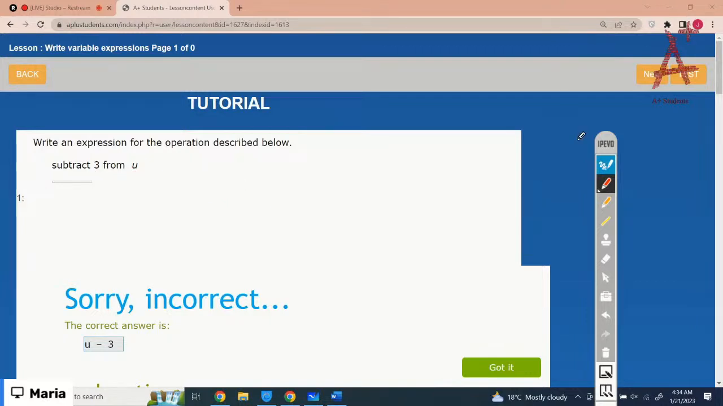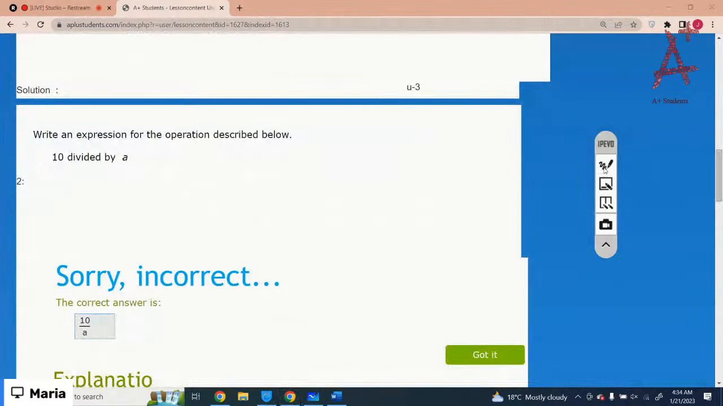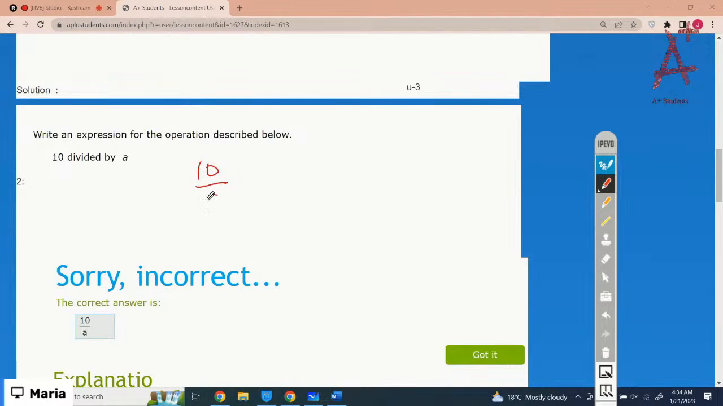Okay. The next one is write an expression for the operation described below. It would be 10 divided by a. So you have to do 10 divided by a, so it would be 10 over a. Got it? It would be 10 divided by a. Got it?